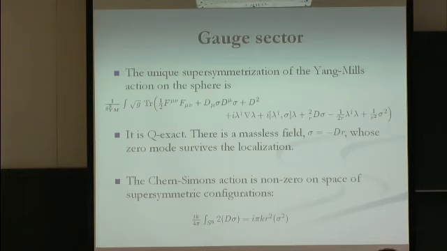Okay, let me not belabor that. And the only thing that looks non-zero on the space of supersymmetric configurations that you integrate over is the Chern-Simons action, which just gives you a mass for this field sigma. And of course, it has this factor of i because you're in Euclidean signature.